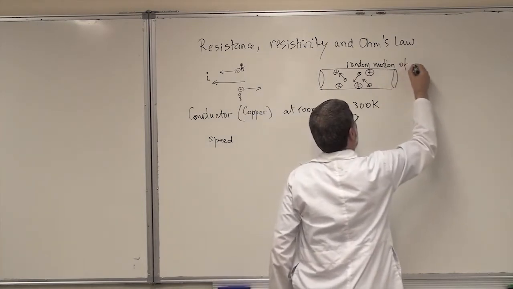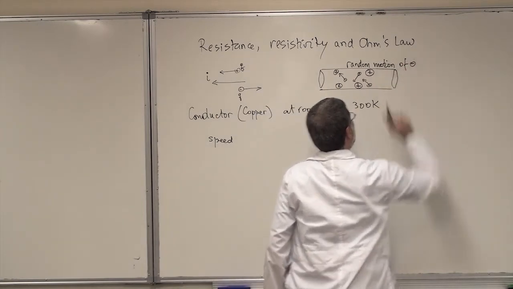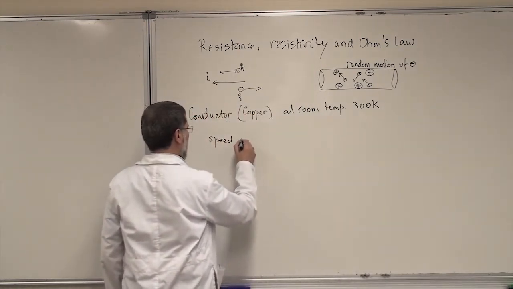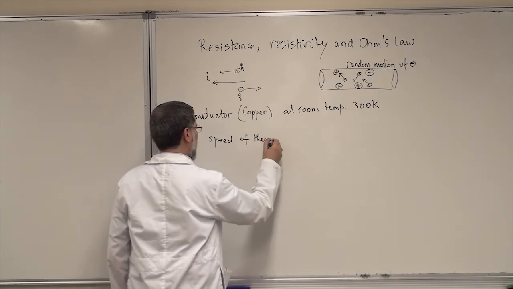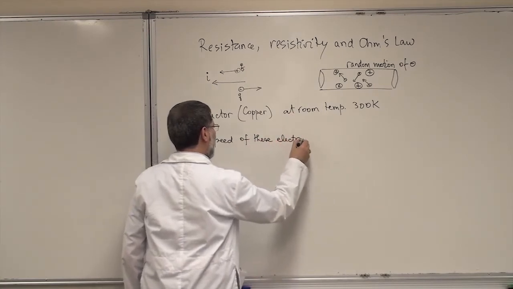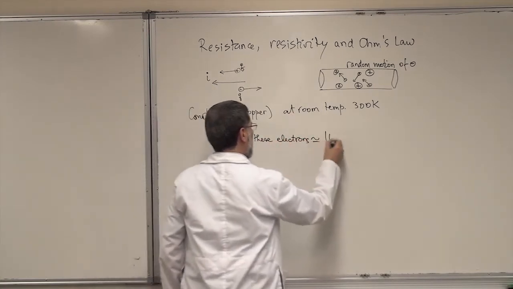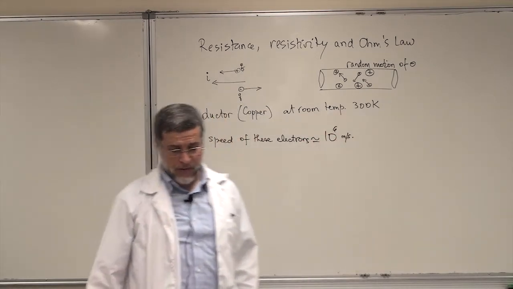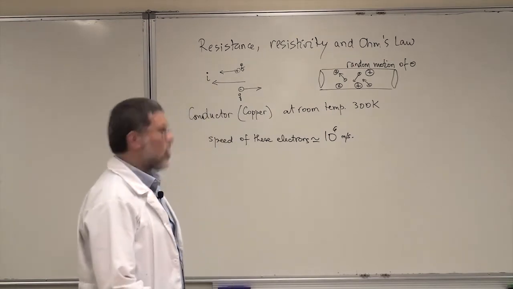More of negative charges, okay? Negative charges, which are the electrons. The speed of these electrons is approximately 10 to the power 6 meters per second. That's the speed of these free electrons. But they are moving randomly, okay?